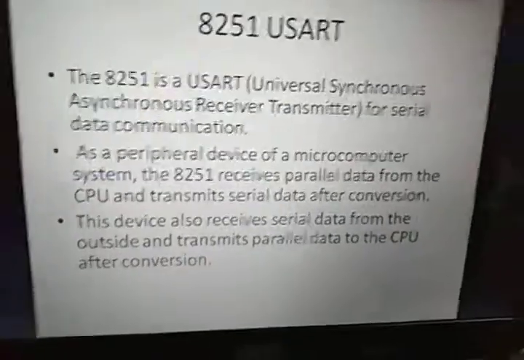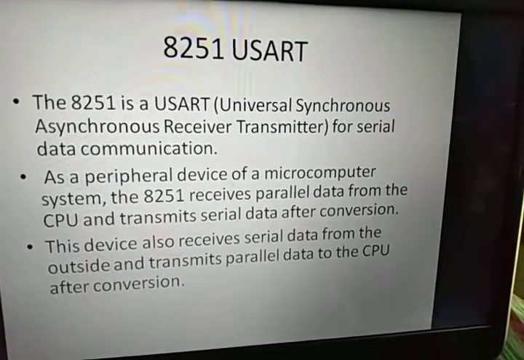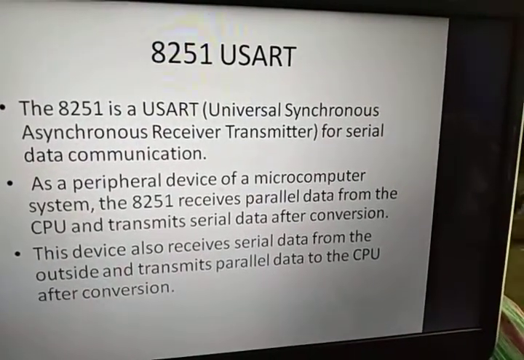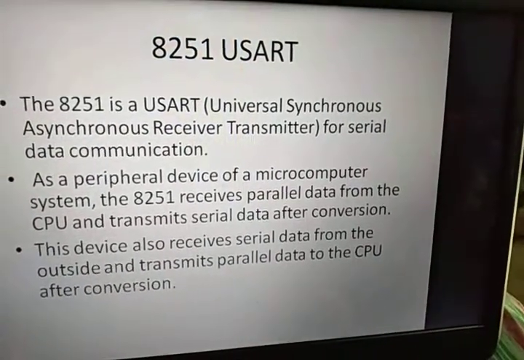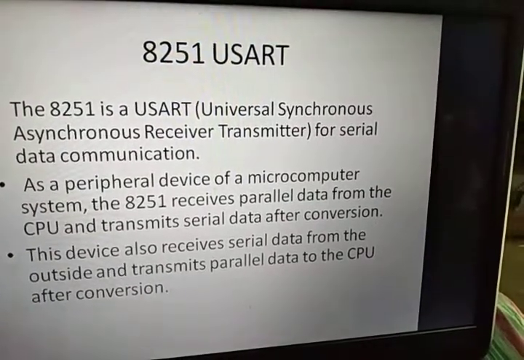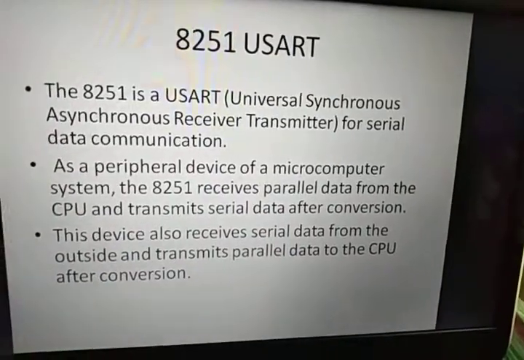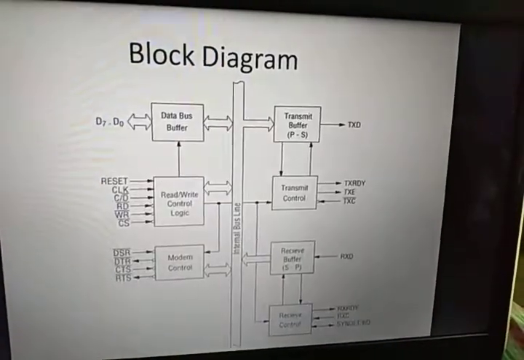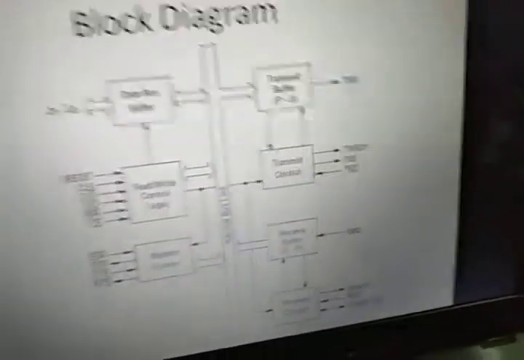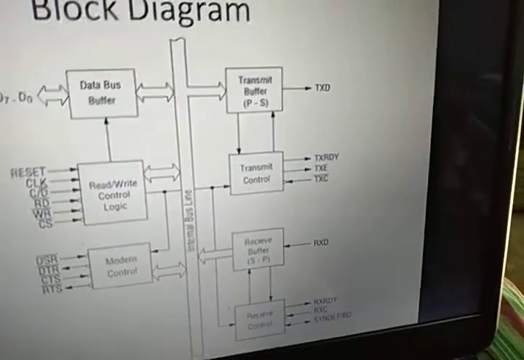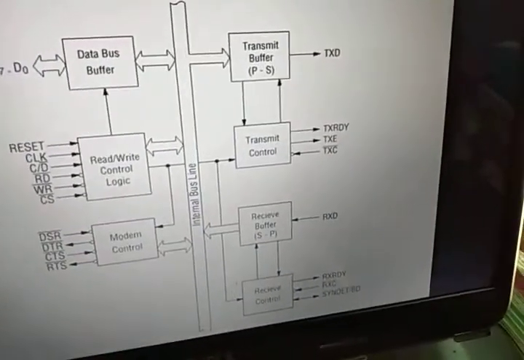Now this 8251 USART is used for the conversion from serial to parallel when it receives the data, and parallel to serial when it transmits the data. Now let us see the block diagram. This shows the architecture diagram of 8251.